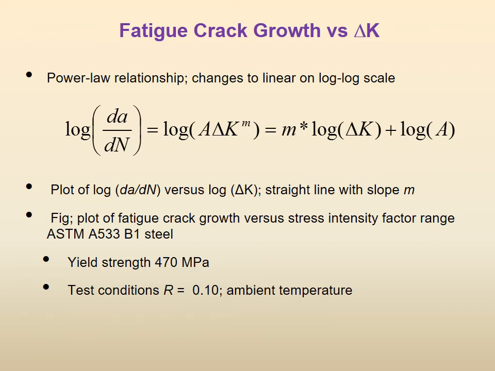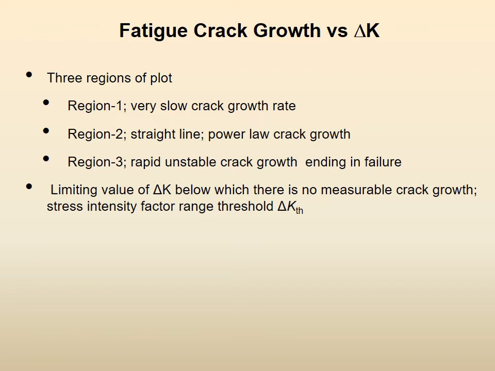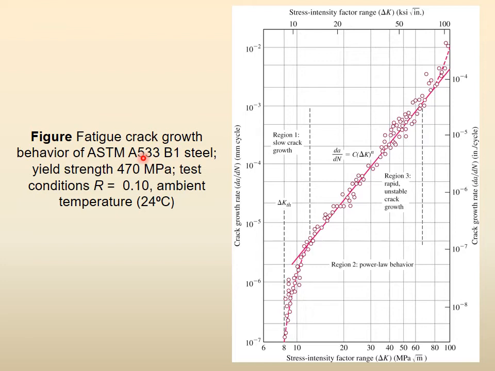Then on the next page we will show you the real experimental graph where there is region 1, 2. So this is a real graph, and here we are saying that it is A533B1 steel. It is one type of steel. Its yield strength is this. Its test conditions are that the stress ratio is 0.1 and it is ambient temperature and so on.